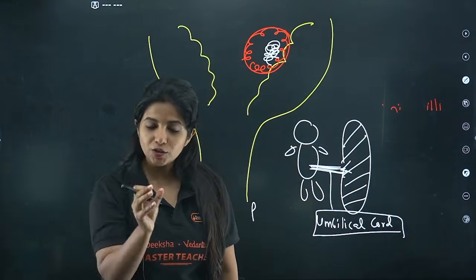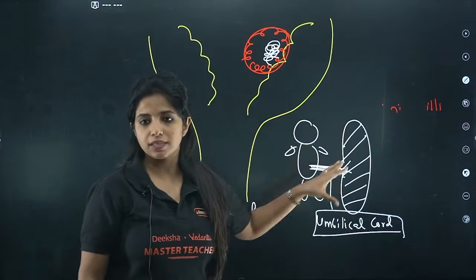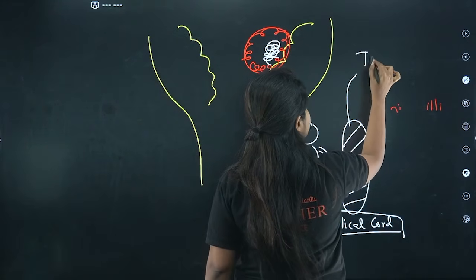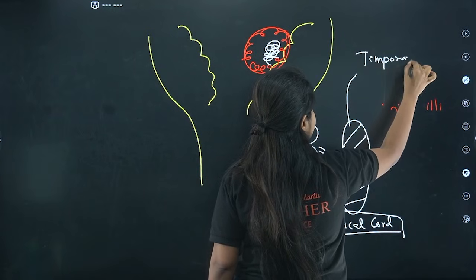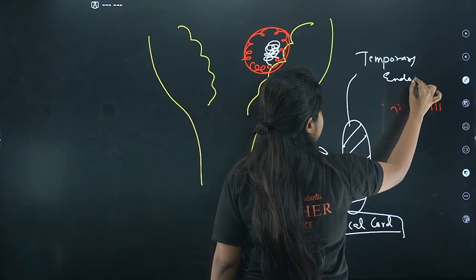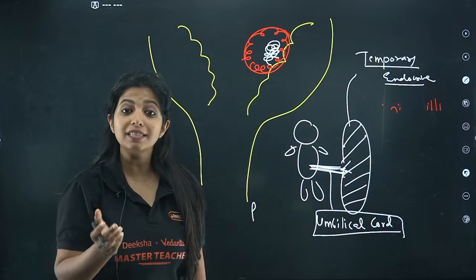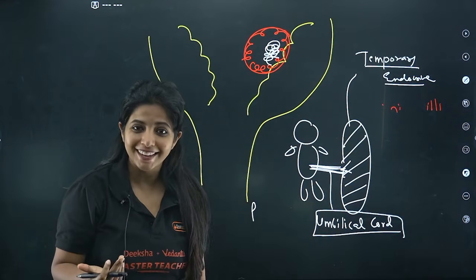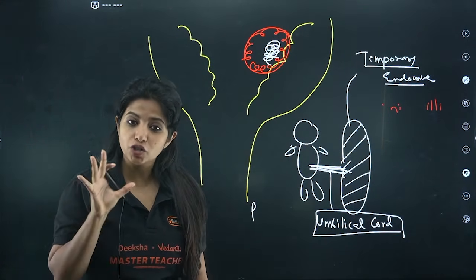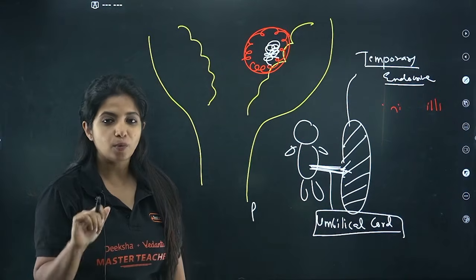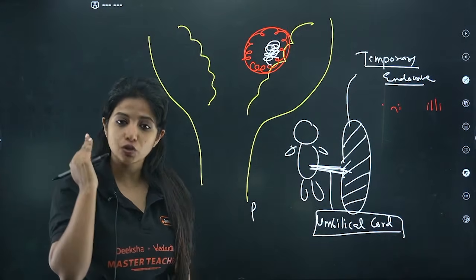Okay? Now listen to me carefully. Placenta is a temporary endocrine gland. Temporary means it is not going to be there forever, and endocrine means it is going to be releasing hormones. Okay, and it is not going to release forever, just during pregnancy. And what are the hormones? There are 4 hormones, the names of which you need to know.